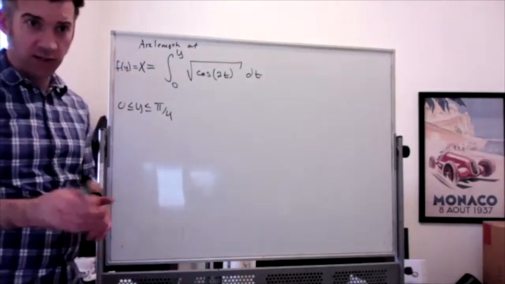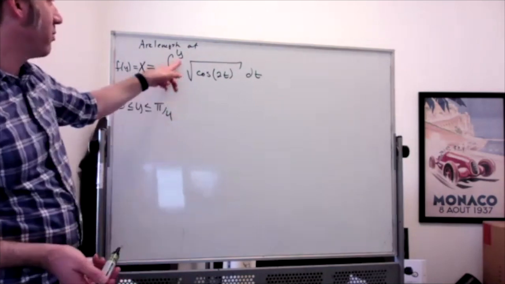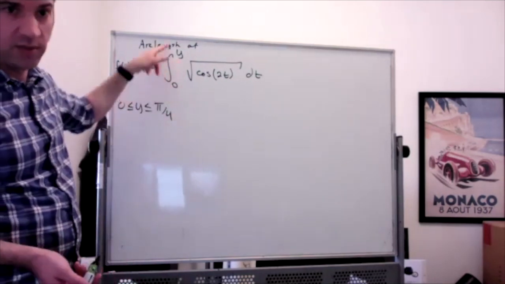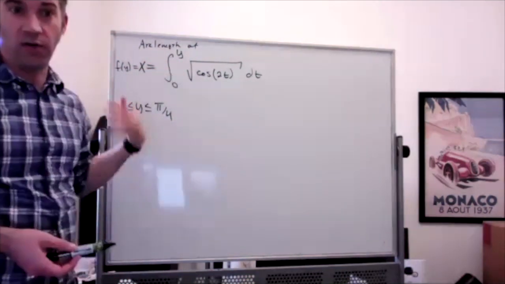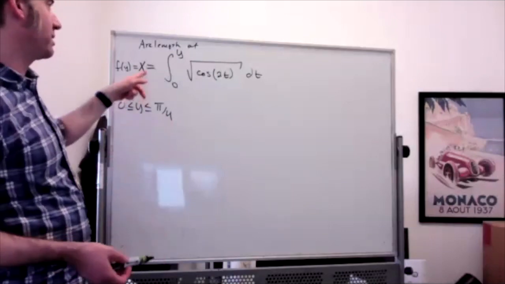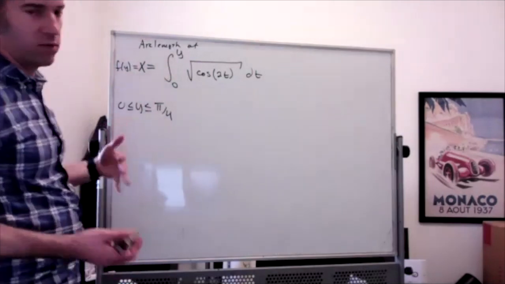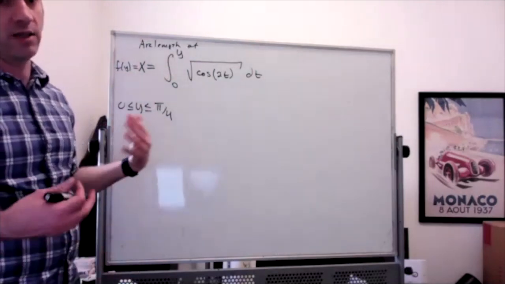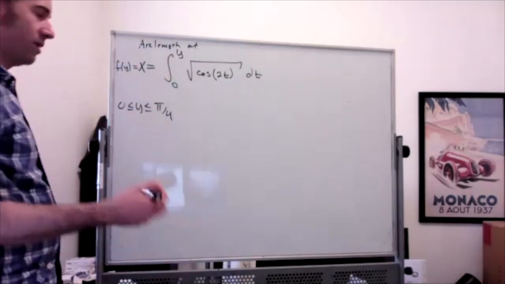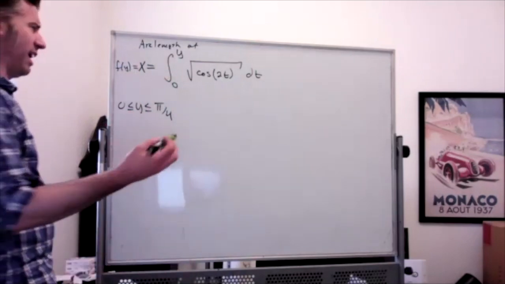So just so you guys are clear, whatever variable is up in your limits of integration is the variable that we are a function of. So when they write x equals integral from 0 to y, x is a function of y. If they write y equals an integral from 0 to x, y is a function of x. So let's throw the formula at it.